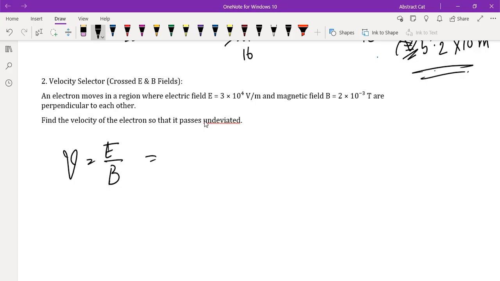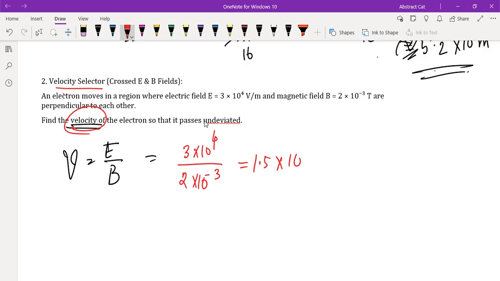We know that. We discussed how to calculate the velocity selector in the theory lecture. See the lecture, I did the lecture, the link is in the I button. See the lecture on how to find the velocity selector. So electric field 3 into 10 to the power 4 by magnetic field 2 into 10 to the power minus 3. So here it is 1.5 into 10 to the power 7 meter per second. That is the correct answer.